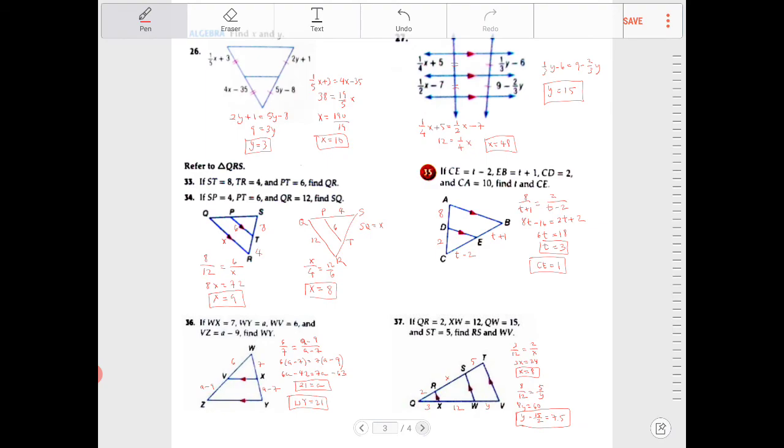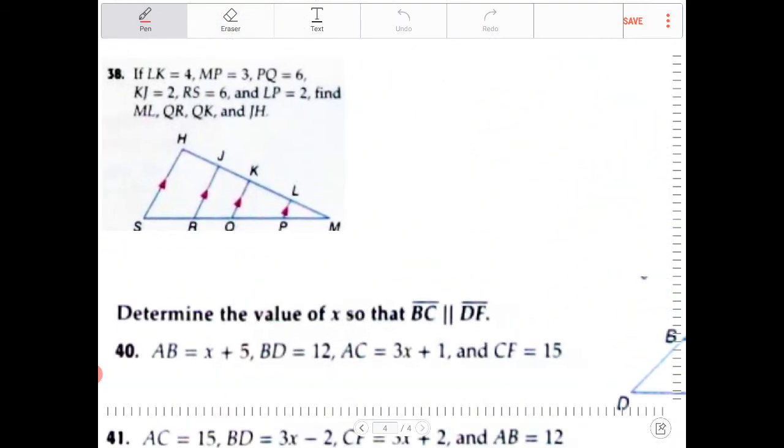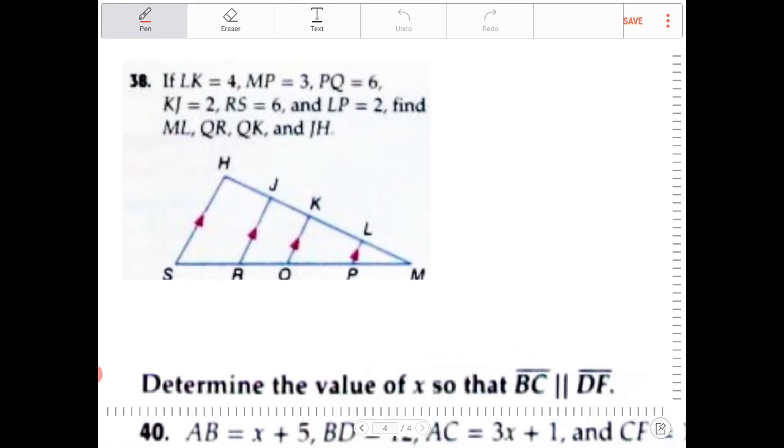Okay. And the last couple of questions here. If LK is equal to 4, MP is equal to 3, PQ is equal to 6, KJ is equal to 2, RS is equal to 6, LP is equal to 2, find ML, QR, QK, and JH.